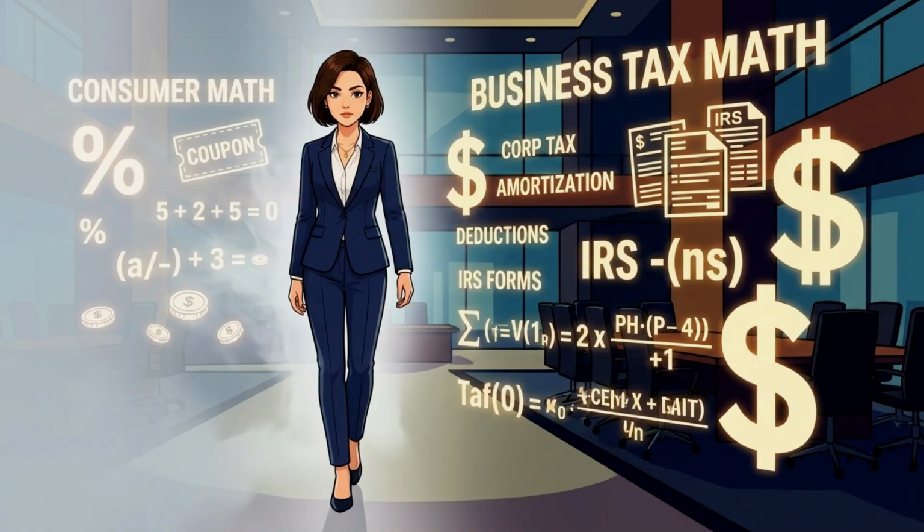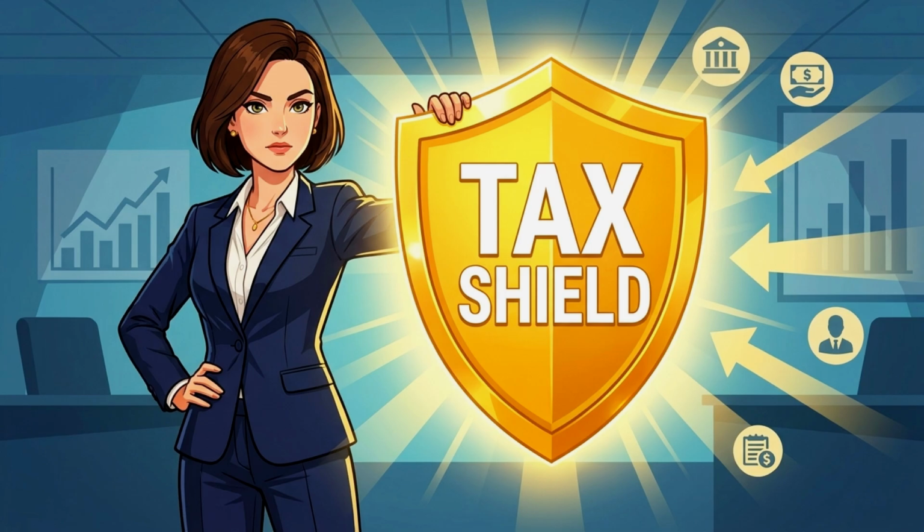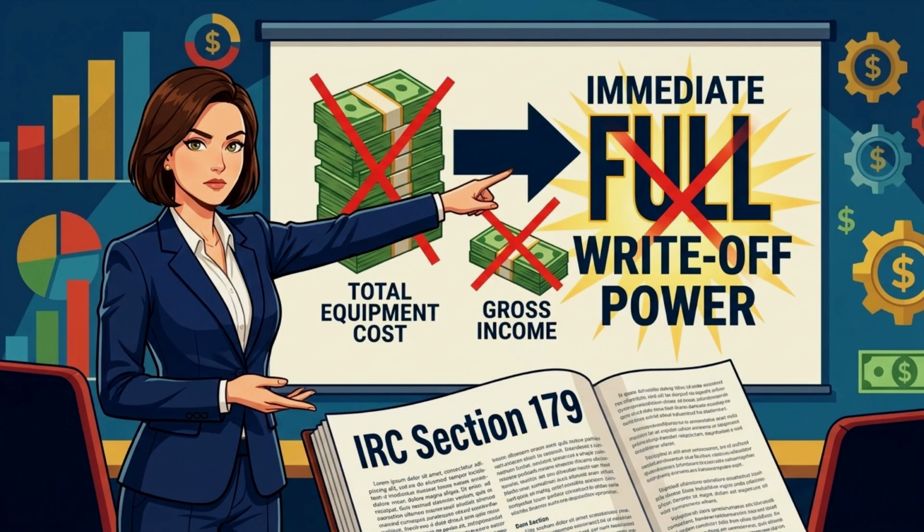The tax code changes everything for businesses. Now, here is where the math shifts dramatically and where the opportunity cost argument actually has real substance. For profitable U.S. business entities, the lease versus buy decision is not primarily about monthly payments at all. It's about the tax shield. Under IRC Section 179, a business can deduct the entire purchase price of qualifying equipment from its gross income in the year it is placed in service.